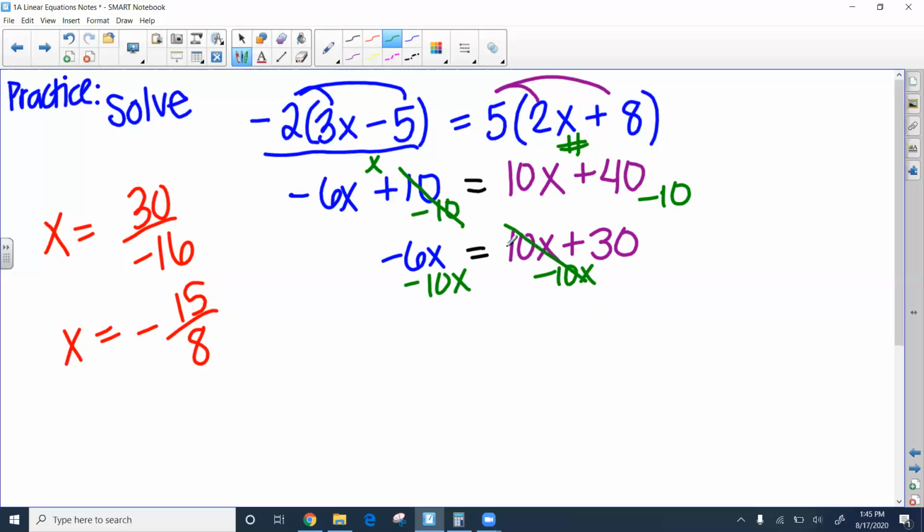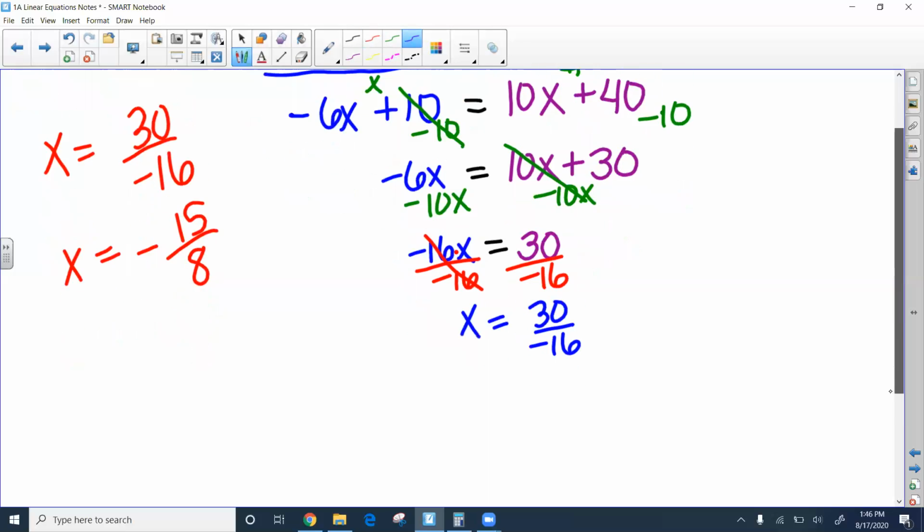So when I subtract 10x from both sides, now on the left, I would have -16x. I have a -6x and a -10x. And then on the right, since those add up to 0, I would just be left with 30. Okay. Now remember, our goal is to isolate the x. So after this, to get the x by itself, I would need to divide both sides by -16. And that would allow those x's to divide out, and we'd have x equals 30 over -16.